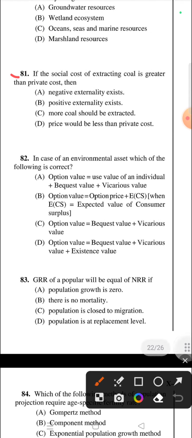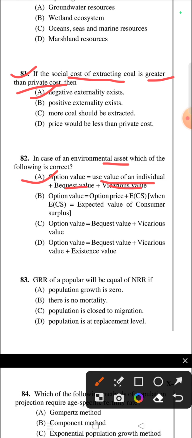Question number 81. If the social cost of extracting coal is greater than private cost, then negative externality exists. Option A. Question number 82. In case of an environmental asset, which of the following is correct? Optimum option value is equal to use value of the individual plus bequest value plus vicarious values. Option A is the right answer.